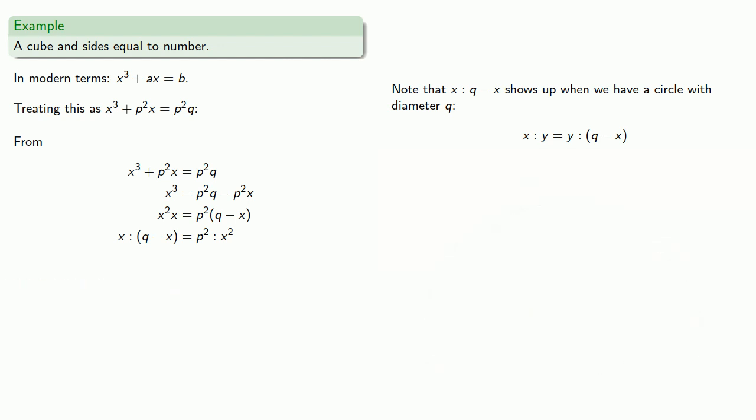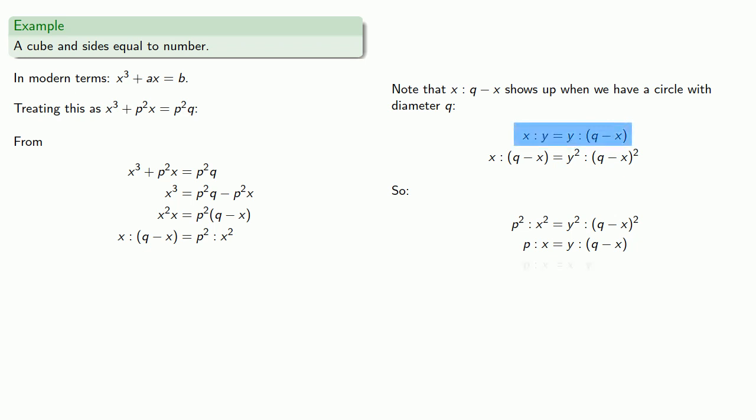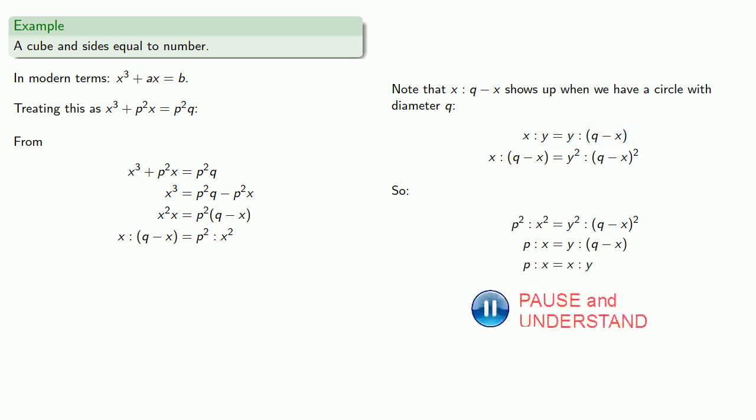And our theory of ratio and proportion says that the first term is to the last, x is to q minus x, as y squared is to q minus x squared. So since p squared is to x squared as x is to q minus x, and x is to q minus x as y squared is to q minus x squared, that tells us p squared is to x squared as y squared is to q minus x squared. Or if we reduce each of these, p is to x as y is to q minus x. But since y is to q minus x as x is to y, that says that p is to x as x is to y, or py equals x squared.